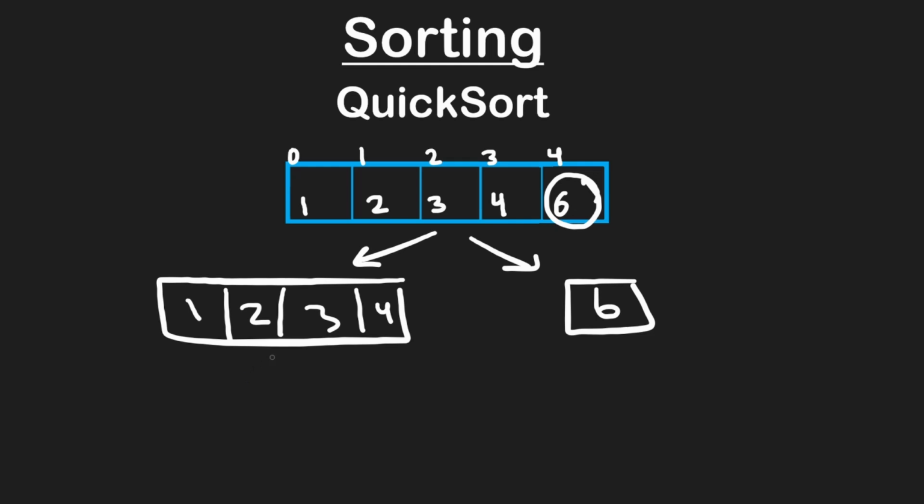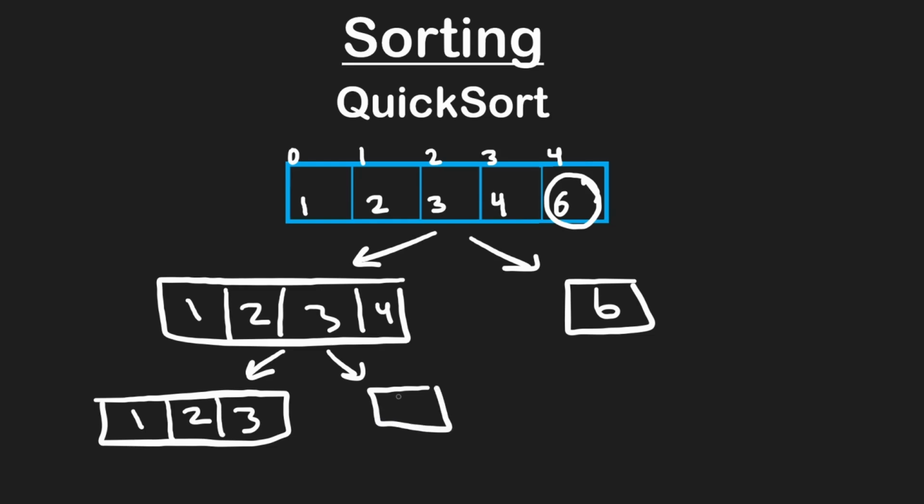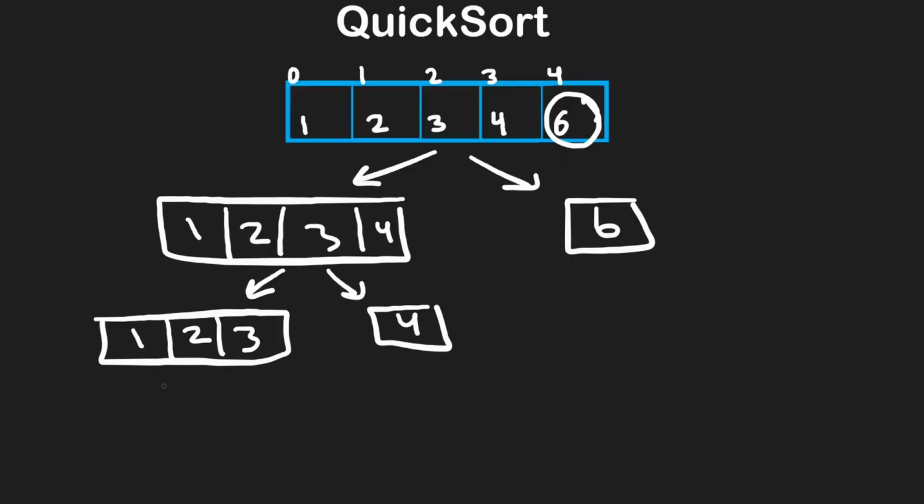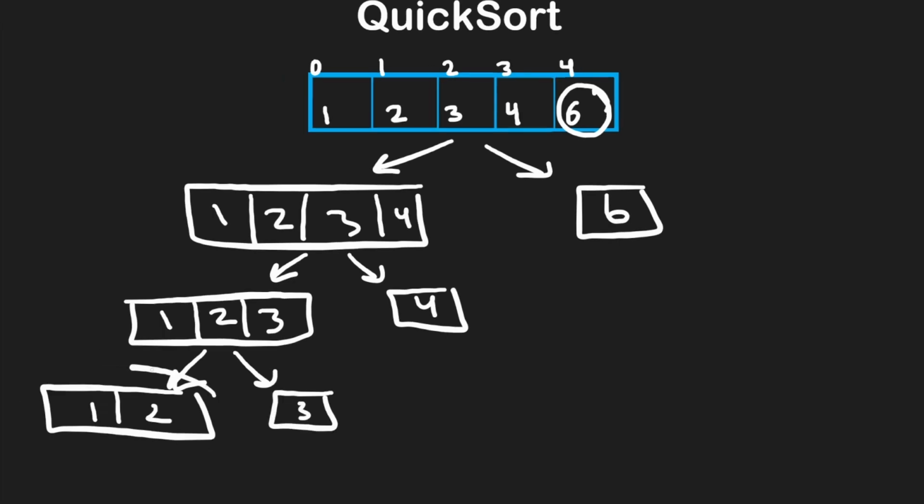So then this would end up splitting it into something like this, 1, 2, 3, and then 4 would be over here. And we would essentially continue doing this until we complete it, which would look like this, 1, 2, 3. And then lastly, we would split this into 1 and 2, the individual values.